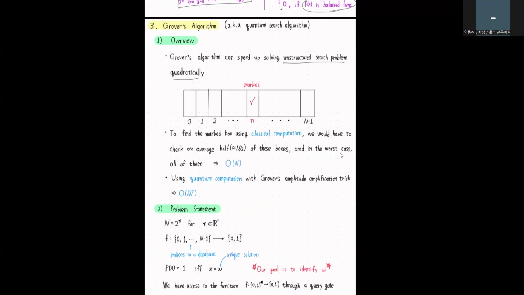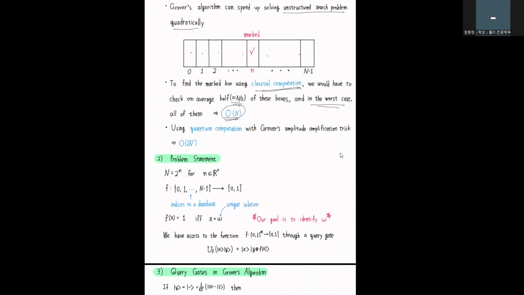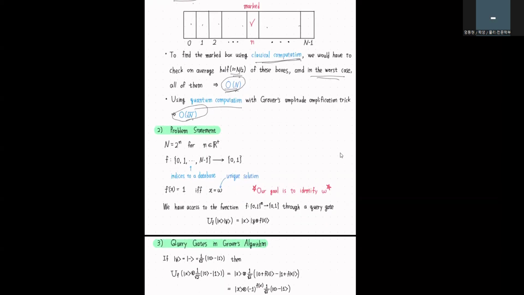So let's say we have n different boxes, and we want to find a marked box. So using classical computation, we would have to check on average half of these boxes. And in the worst case, we have to check all of them. So it scales as O(n). But using quantum computation, we can actually speed it up to solve this in O of the root of n.